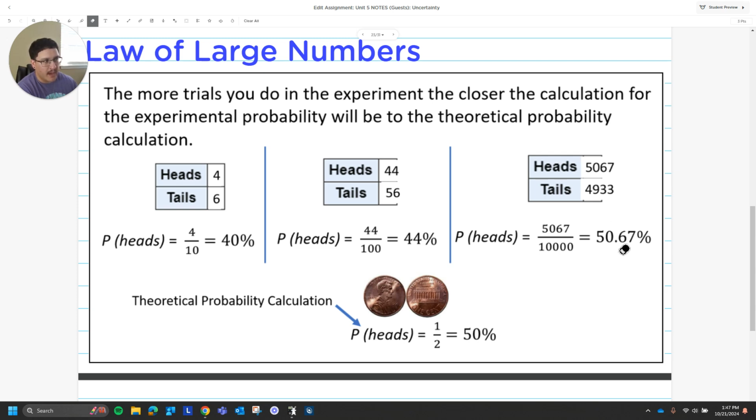The experimental becomes closer to the theoretical. 50.67% versus the 50%. And it is a fact, the more you carry out the experiment, the closer that probability will become to its theoretical. It may never actually get there, but it does get closer and closer and closer. The larger the sample size, the more you carry out the experiment, the closer it gets.